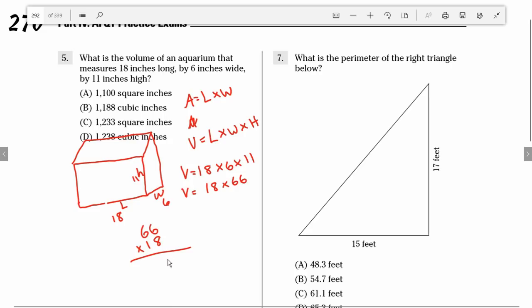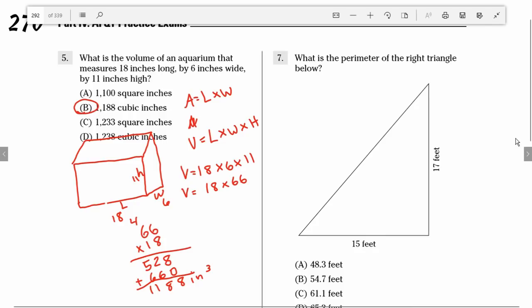6 times 8, of course, is 48. Carry the 4. 6 times 6 is 36, 40, 41, 42. Drop down a 0. 6 times 1 is 6. 6 times 1 is 6. Add. 8 plus 0 is 8. 2 plus 6 is 8. 5 plus 6 is 11. So this is going to be 1188 inches cubed, which is B.